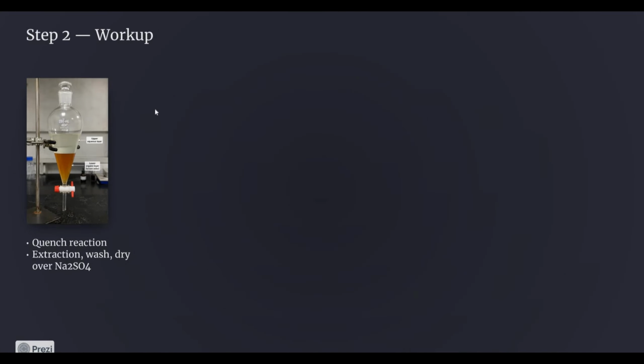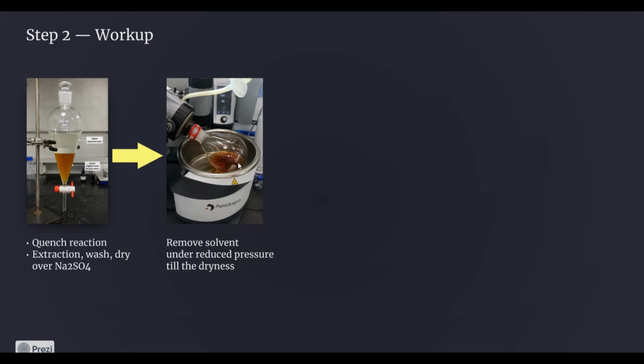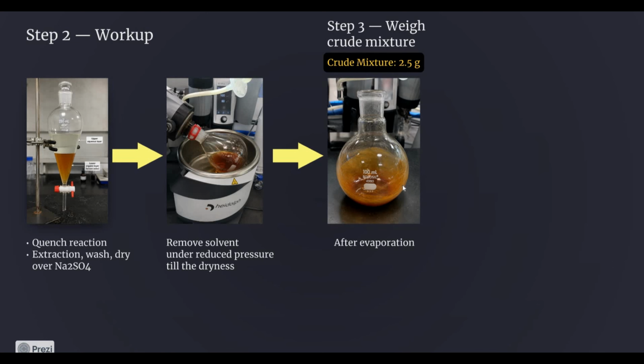The second step is to do the workup. So quench the reaction after finishing, extract with the organic solvent, wash the organic solvent with water, and then dry the organic solvent over sodium sulfate. Then collect the organic layer and dry under reduced pressure, or we can say rotavapor, till dryness. And after that, the third step is to weigh the crude mixture.